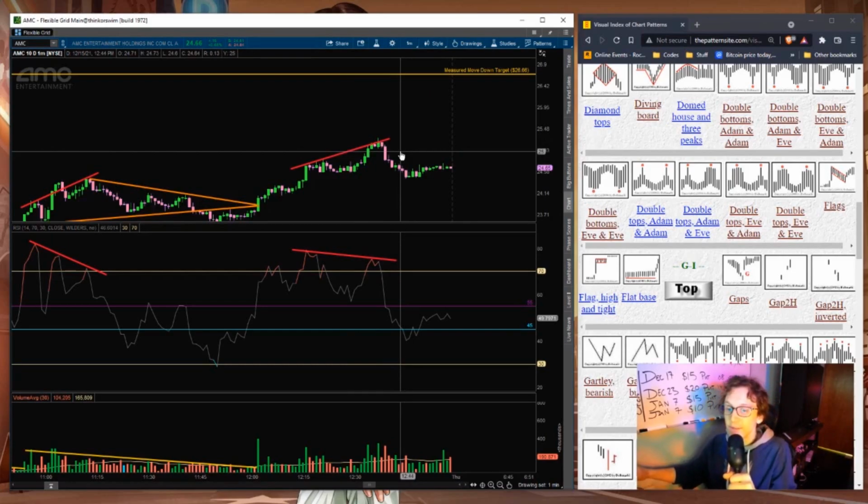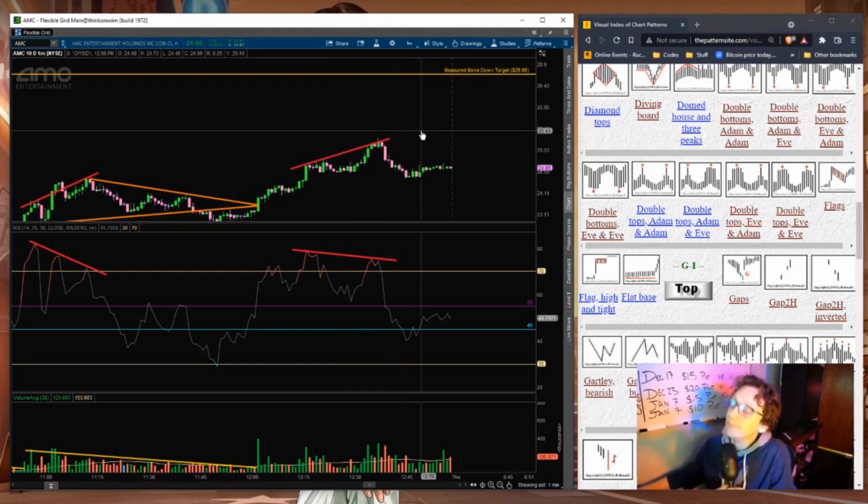And I'm gonna back out. I'm gonna show you this big old bear flag. Okay, it's not a big old bear flag. It's actually a pennant, and it's just bearish.